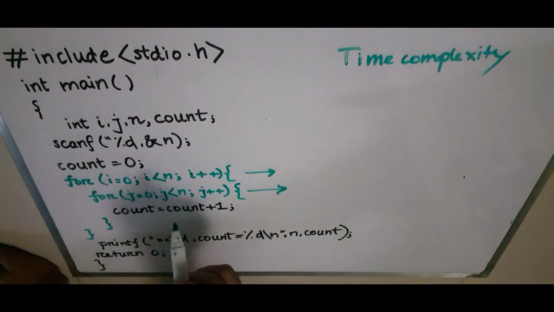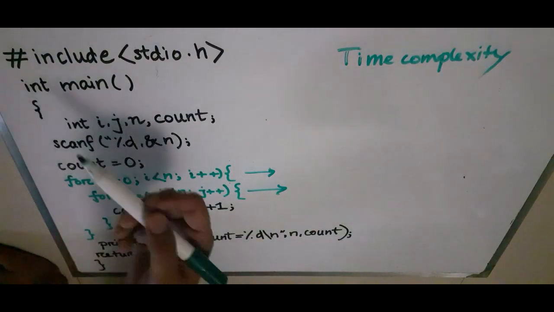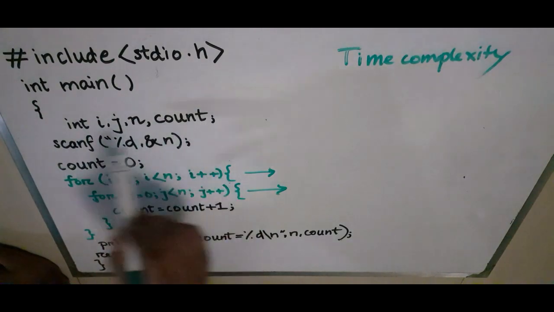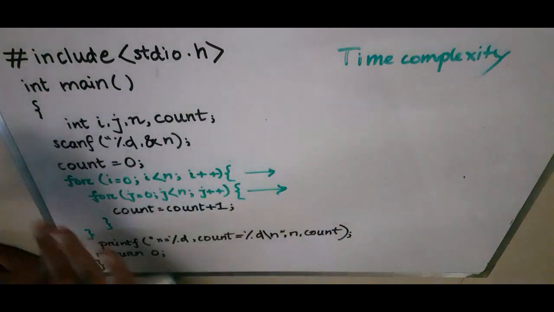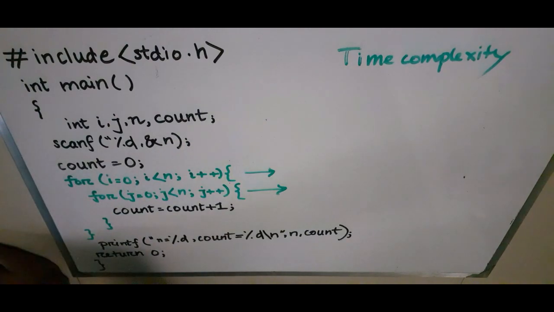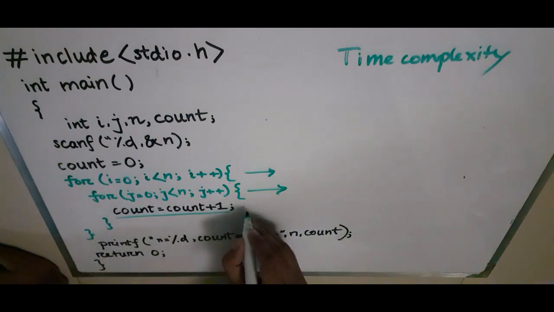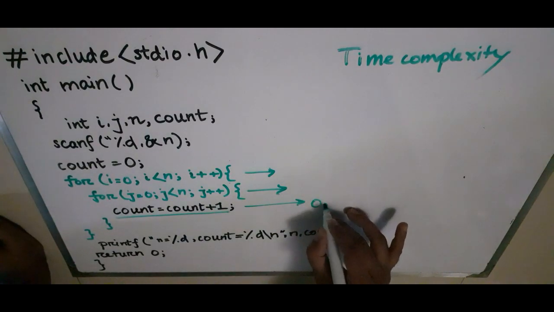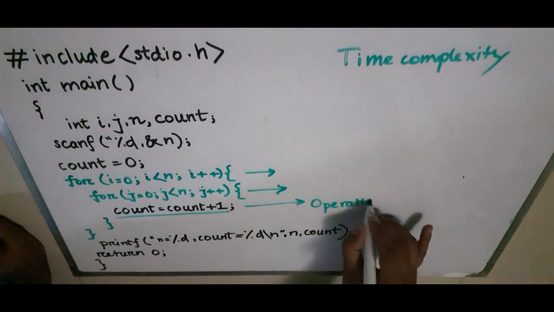Inside the main function we have these 4 variables, I, j, n and count. These are the 4 variables initialized inside the main function. Initially the value of count is 0, right? And there are 2 for loops, as I have told you before, first one, second one, and inside this nested for loop we have this count, right? Can we say this is our main operation? You can say this is the operation that is being performed by this code.